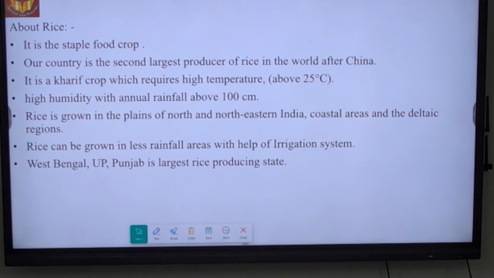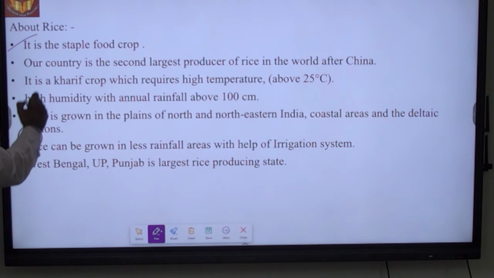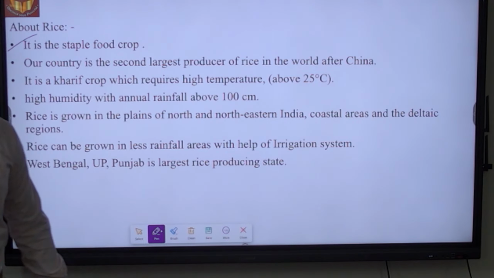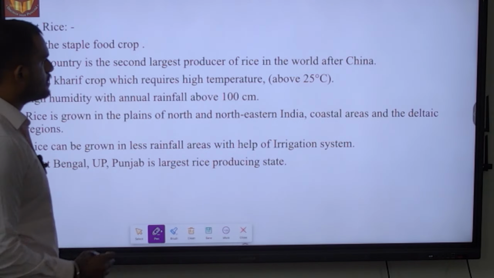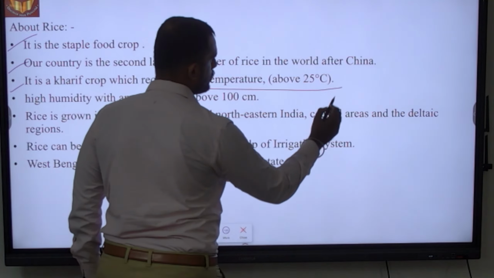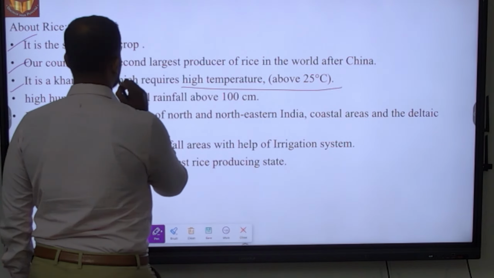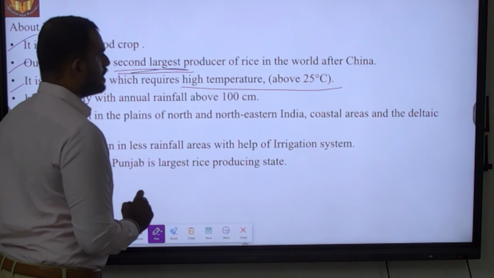Since the news revolves around rice, we should know about rice. What is rice about? It is the staple food crop for millions of people in India. Our country is the second largest producer of rice in the world after China. It is a kharif crop which requires a high temperature, about 25 degrees Celsius.